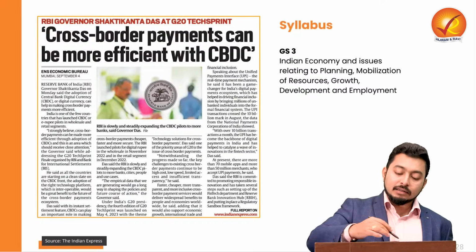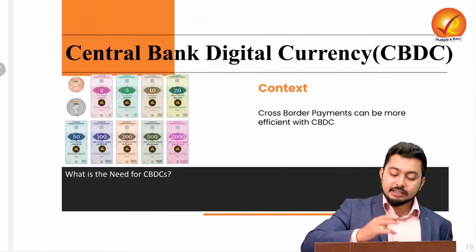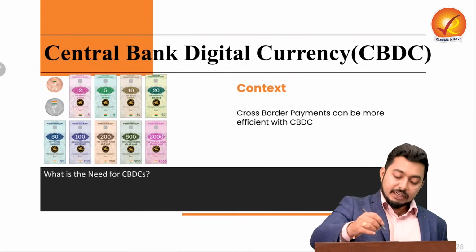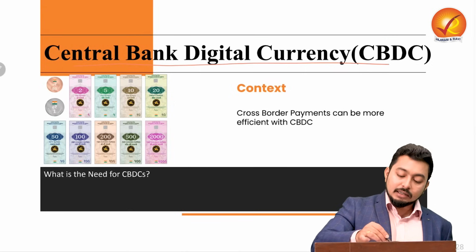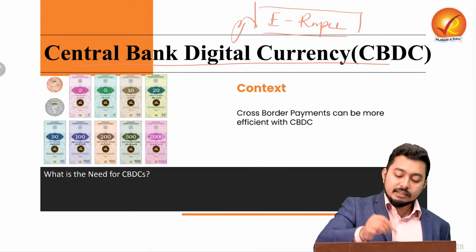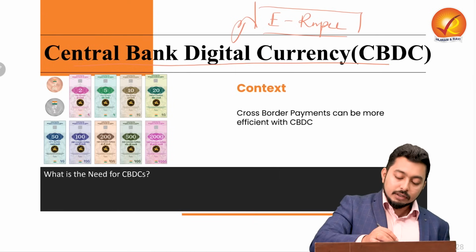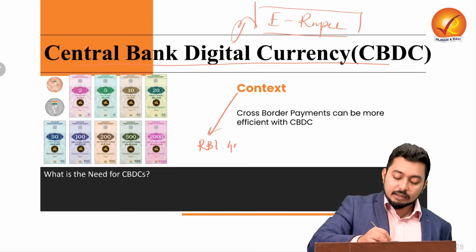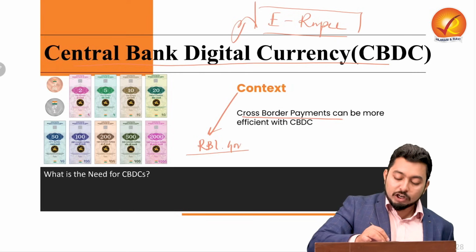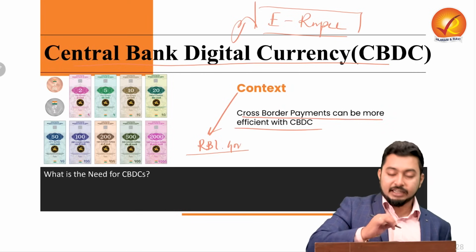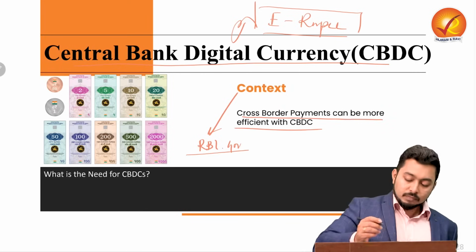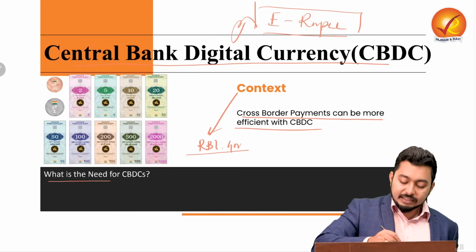Now let's look at the third article, and this pertains to your GS3. Now we are talking about central bank digital currency or e-rupee. So why is this in news? Because the RBI governor Dr. Shaktikanta Das said that cross-border payments can be done more efficiently with CBDC. Now why do we need a CBDC, a central bank digital currency?